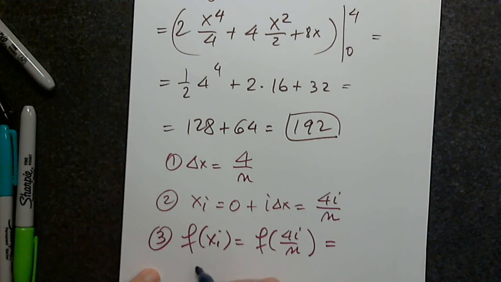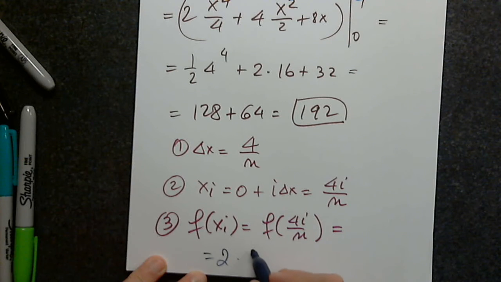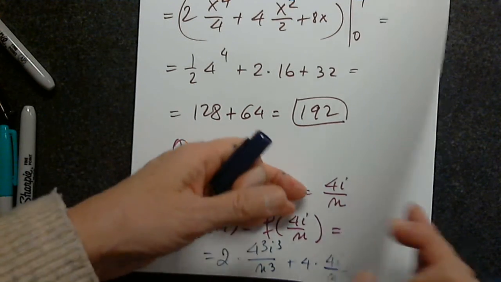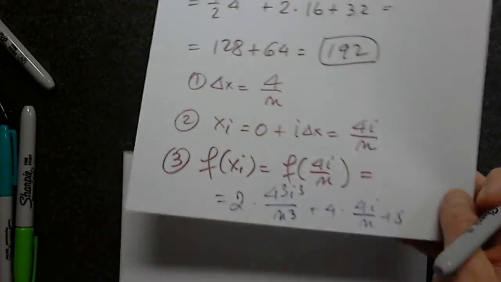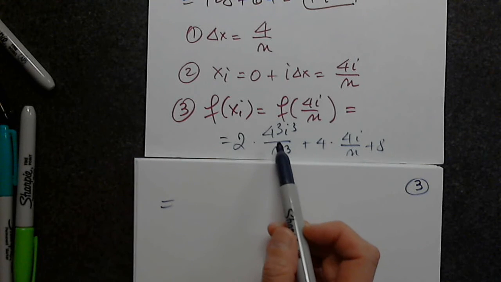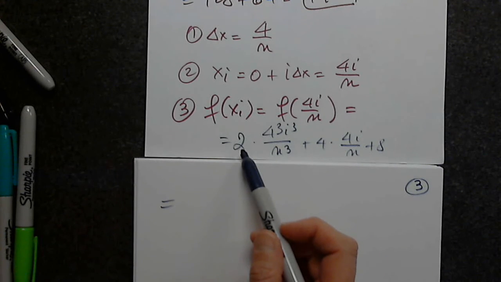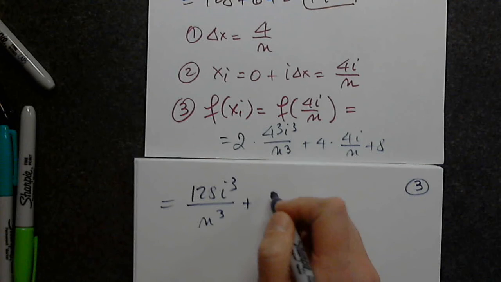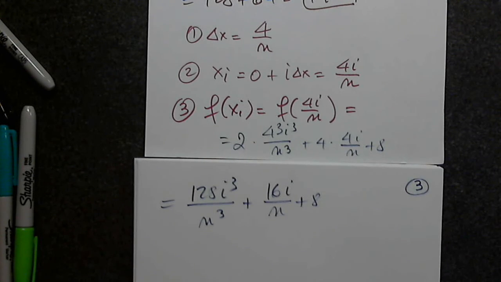So I plug it in the function: 2 times 4 to the 3rd, i cubed over n cubed, plus 4 times 4i over n, plus 8. Four to the 3rd is 64. 64 times 2 is 128. So 128 i cubed over n cubed, plus 16i over n, plus 8. Please keep my numbers in check, right? 4 to the 3rd is 64, and 64 times 2 is 128. Okay. I have all pieces, remember?